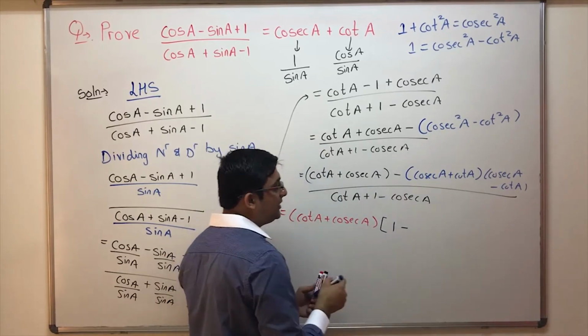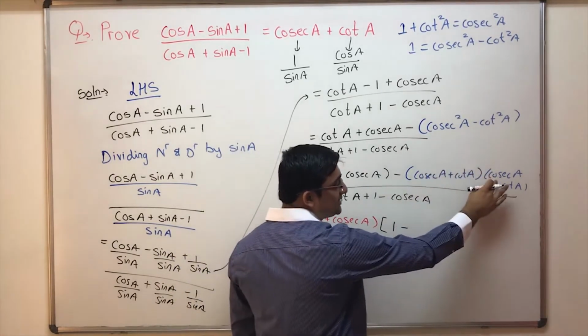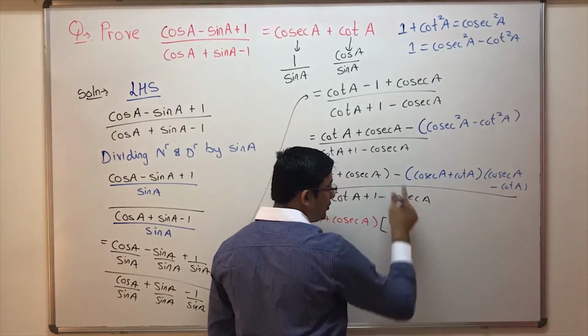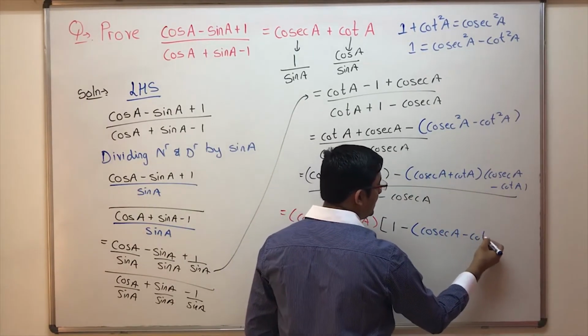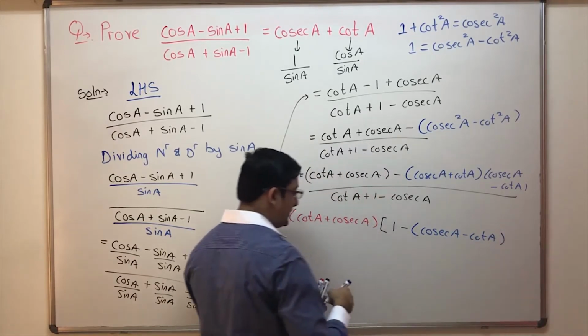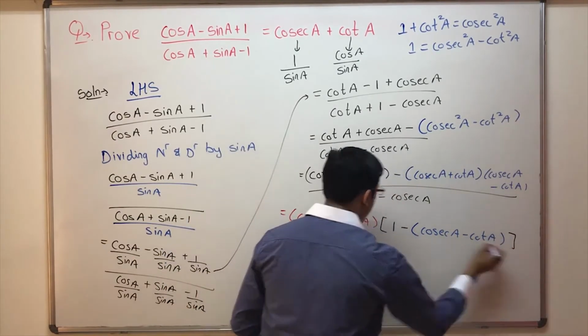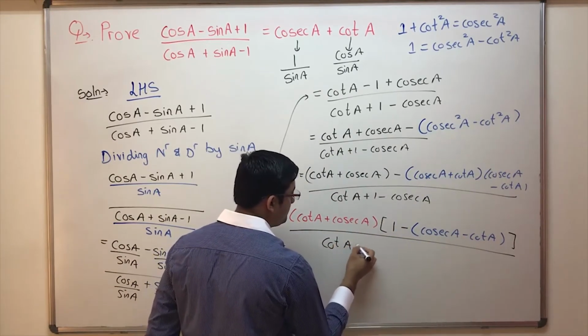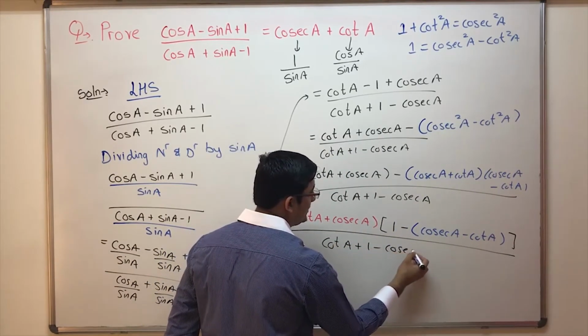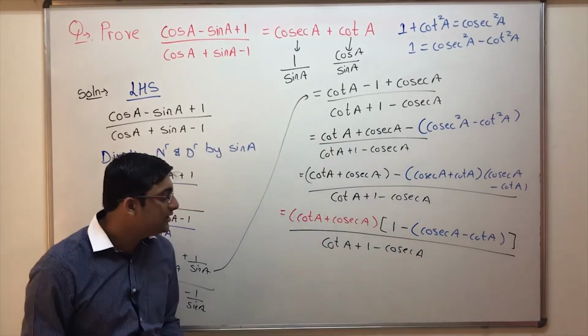Now be very careful over here. Cot A plus cosec A gone, so this thing remains. Remember the bracket because we have a minus sign here. So cosec A minus cot A. Is this clear? Upon cot A plus 1 minus cosec A. So we've reached till here.